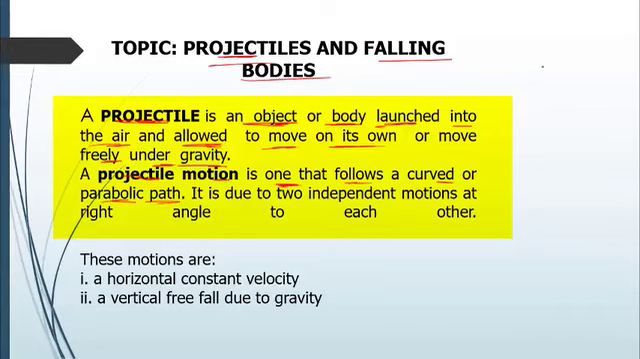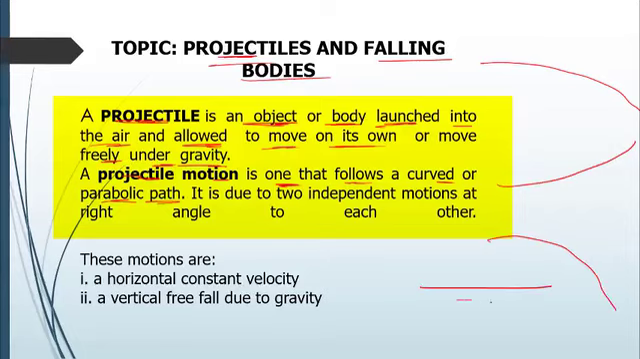What do we mean by curved or parabolic path? Think of something like this. This is a parabola. It's more like a semicircle, but not exact. It is not a straight line, but more like a curve. So that's a projectile motion, a parabolic path.